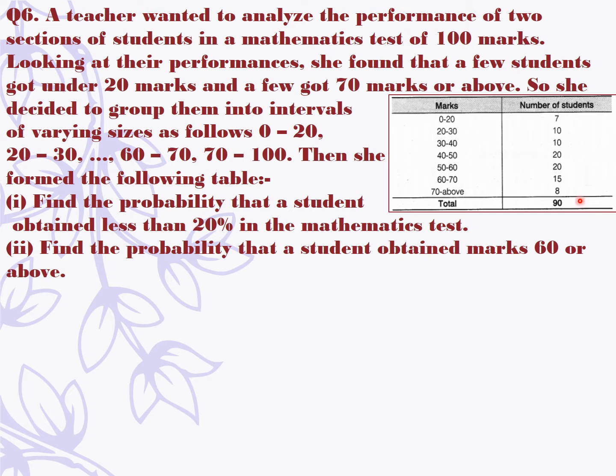So from this we can see that 7 students have got marks between 0 to 20, 10 students have got marks between 20 to 30, again 10 more students have got marks between 30 to 40, 20 students have got marks between 40 to 50, 20 more students have got 50 to 60 marks, 15 students have got marks between 60 to 70, and the remaining 8 students have got 70 and above. When we take the total of the number of students, we can see the total number of students is 90.